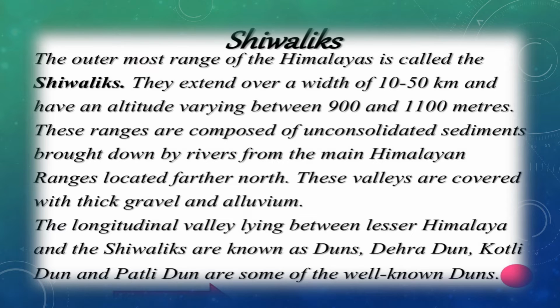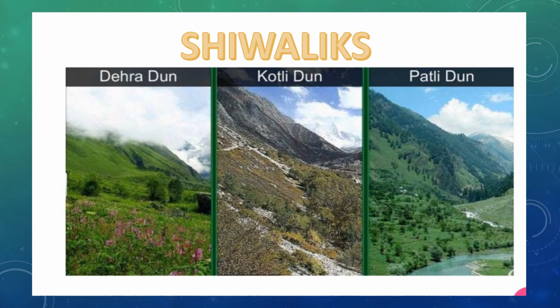Longitudinal valleys lying between the Lesser Himalayas and the Shivaliks are known as duns, and we have Dehradun, Kotli Dun, Patli Dun. These are the most important duns. And I show you three images of the Shivalik: Dehradun, Kotli Dun and Patli Dun.